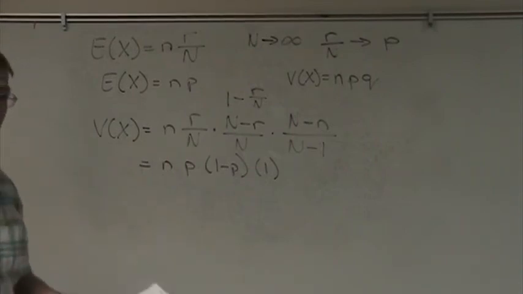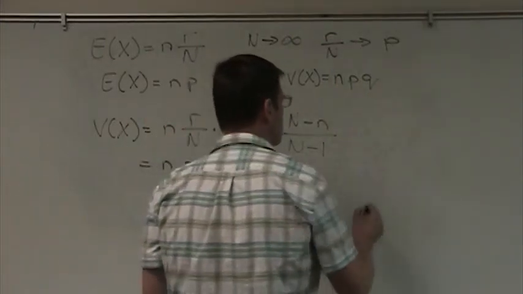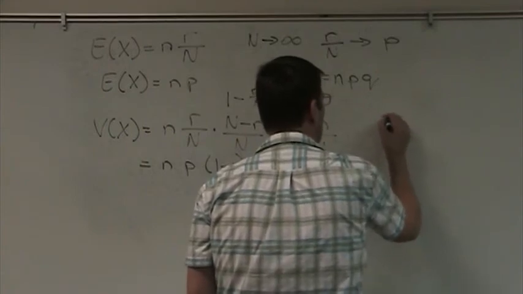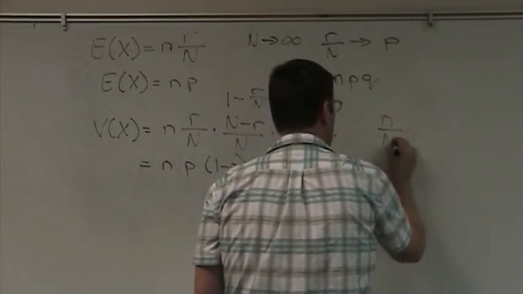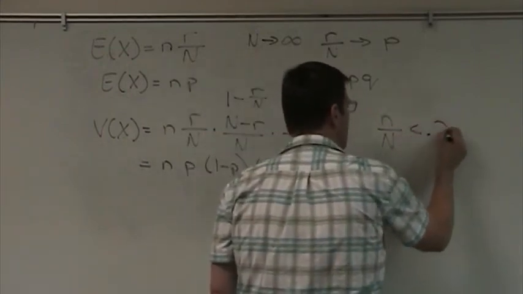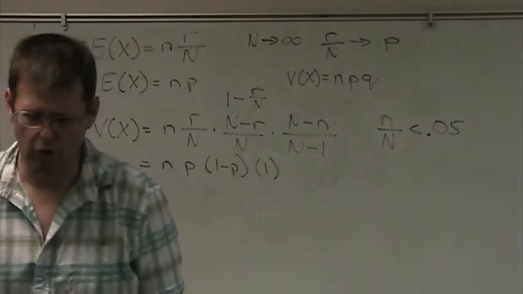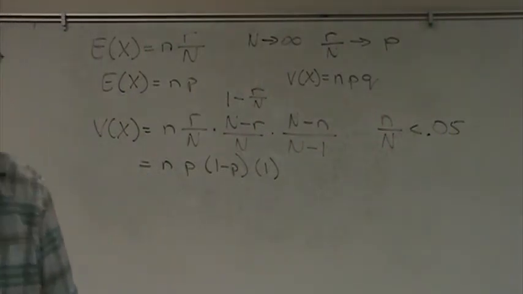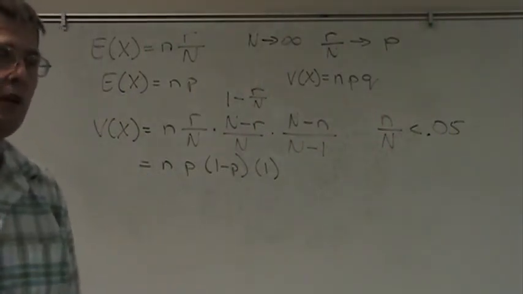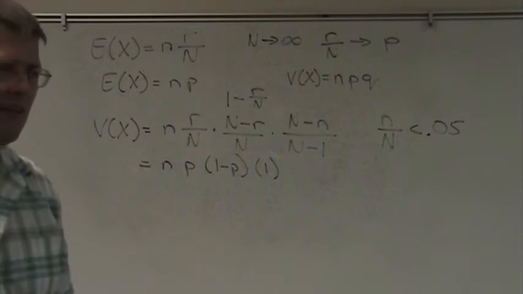And so when you ask, when can you use this? Generally, the approximation works well when your sample size divided by your population size is less than 0.05. So as long as you're not taking more than at least 5% of your population, the approximation will work relatively well.